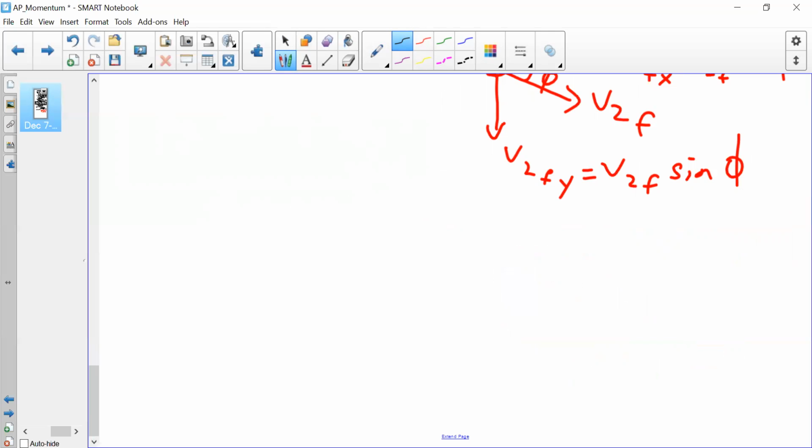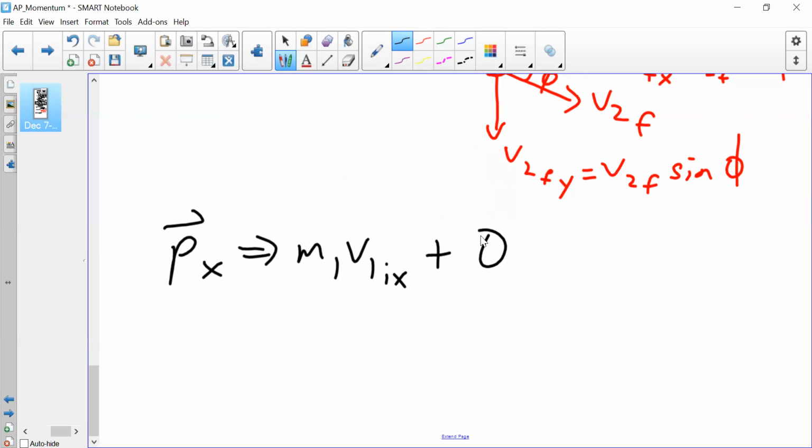Then we take the information there, put it into the equations, and get a picture of what's going on in equation form. So I just say all of the momentum in the x direction is going to be comprised of m1 v1ix, the momentum of the first ball in the x direction, plus 0. The second ball has no momentum because he's initially at rest.